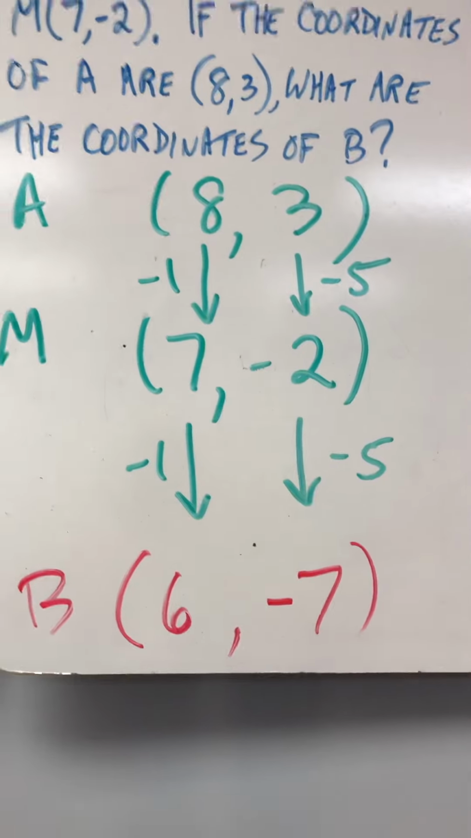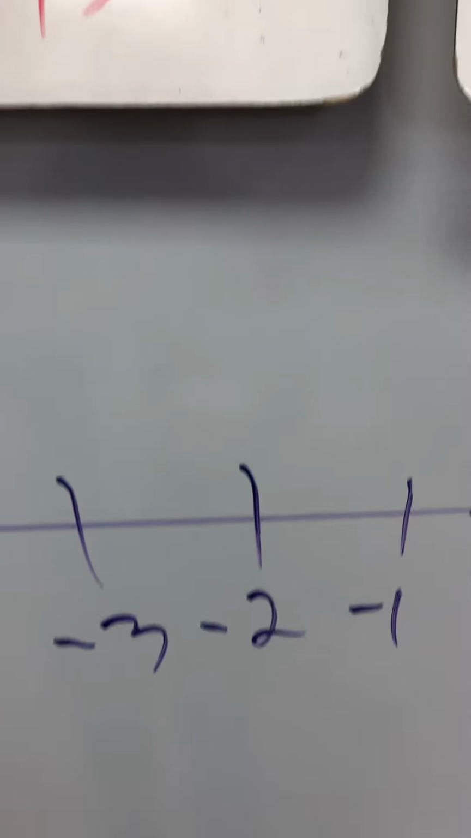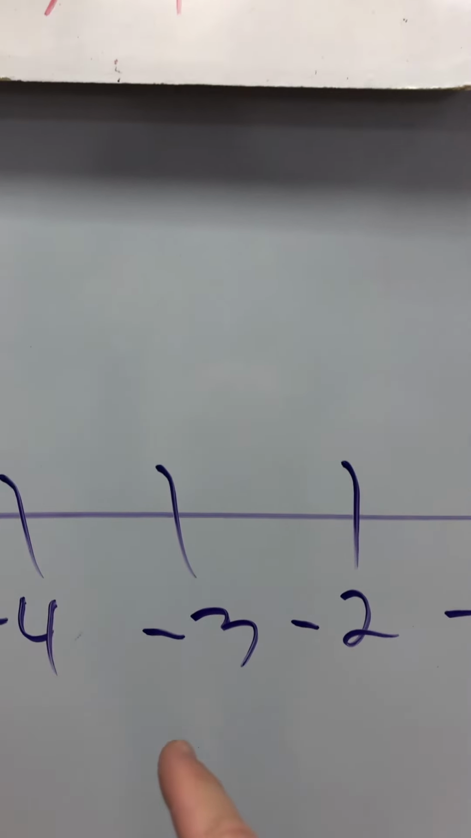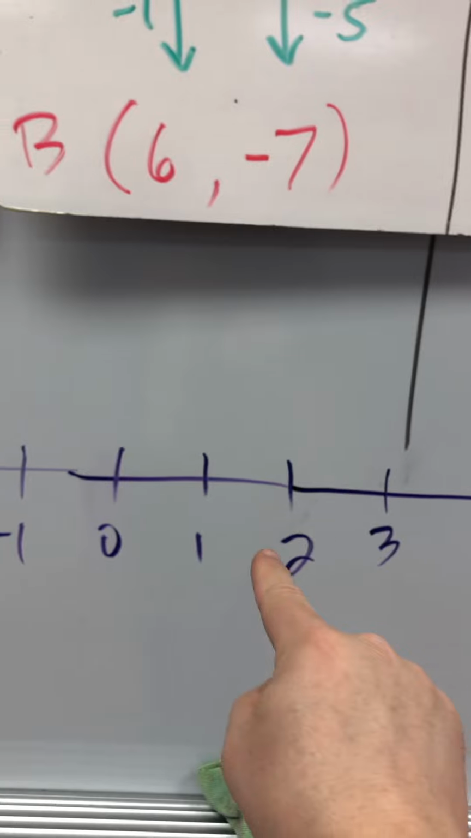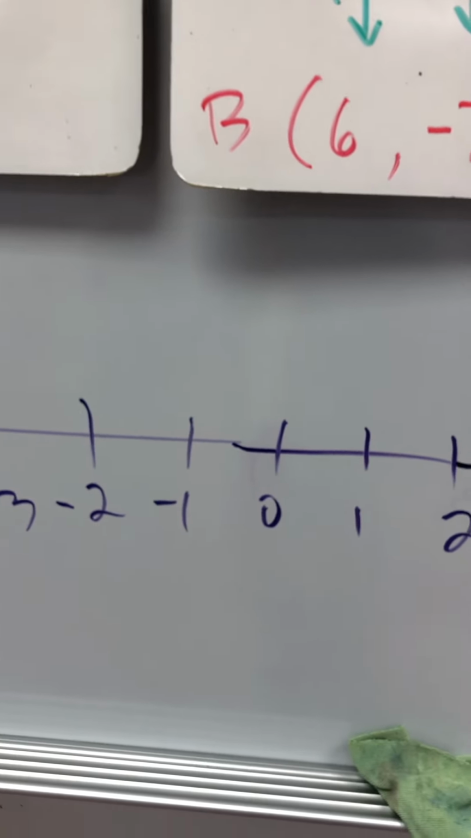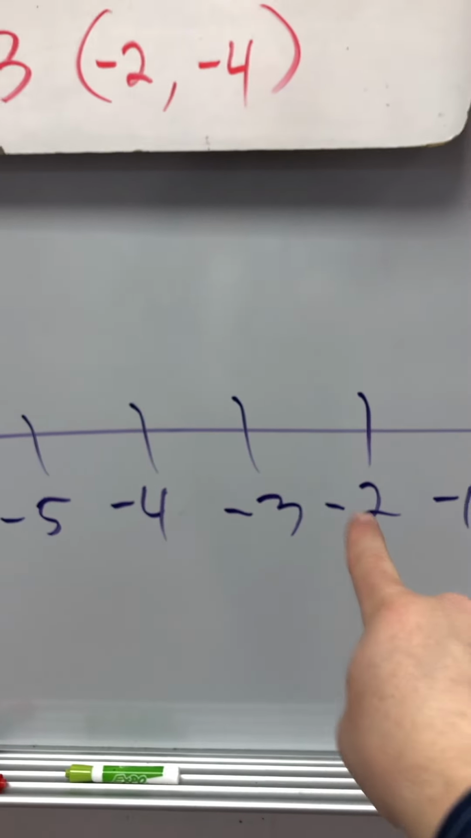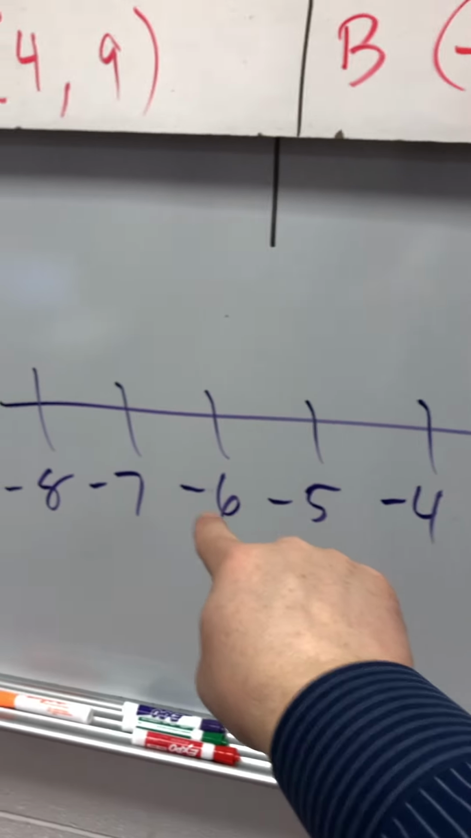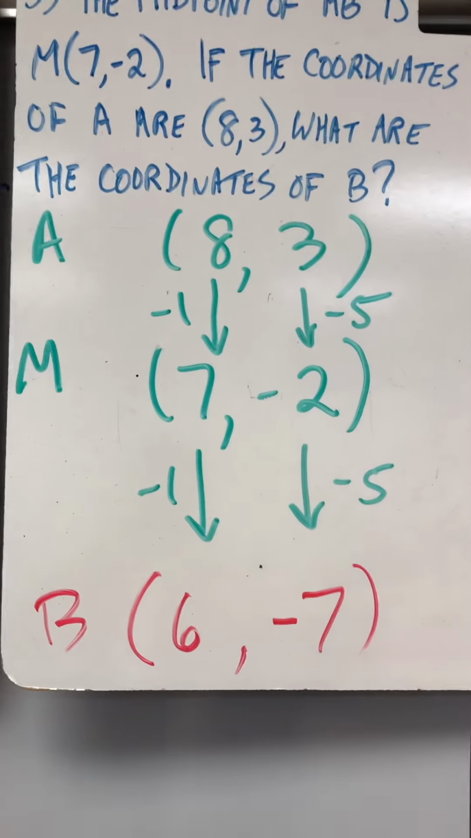If you're wondering how that's minus 5, think about a number line. To get from 3 to negative 2, aren't you going to go negative 1, negative 2, negative 3, negative 4, negative 5, right? So that's negative 5. So to go from negative 2, another negative 5: negative 1, negative 2, negative 3, negative 4, negative 5 is negative 7. Okay?